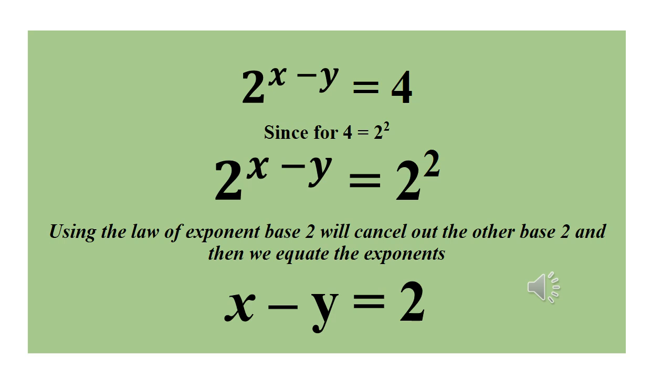Now, since we have 2 raised to power x minus y equals 4, we can simplify the 4 further to 2 raised to power 2. 2 raised to power 2 is the same thing as 4. So we now have 2 raised to power x minus y equals 2 raised to power 2. We did that so that we can have the same base. Since we have the same base, we can cancel out the base and then equate the exponents. So x minus y equals 2.